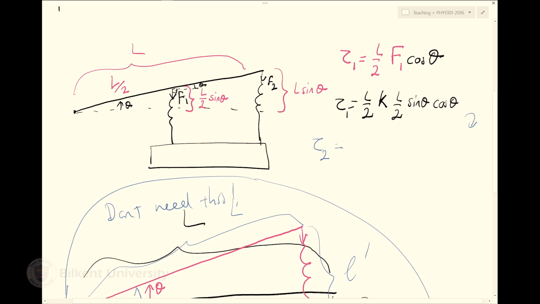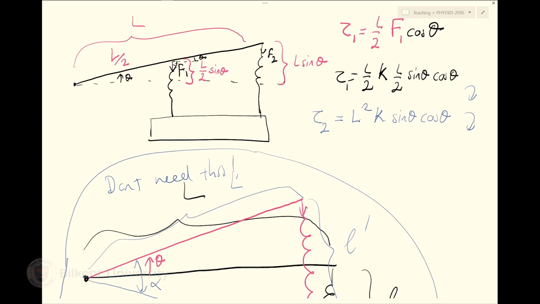I don't have to write it. It's just instead of L over 2, I'll write L. So it's going to be L square K sine theta cosine theta. Again, trying to rotate it clockwise. So the full torque is 1 over 4 plus 1, which is 5 over 4 L square K sine theta cosine theta. Okay?